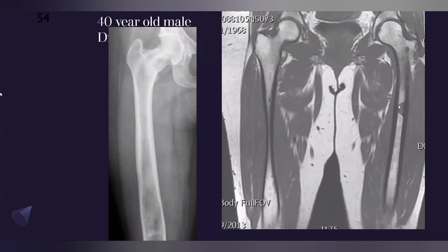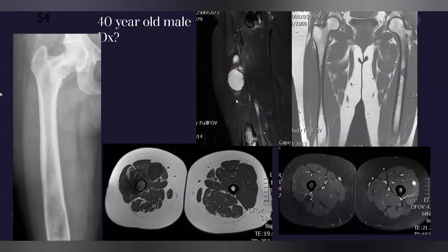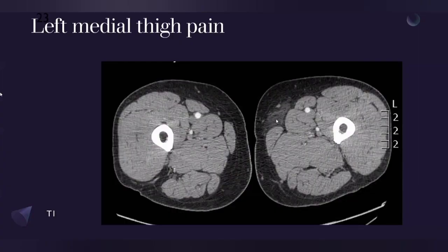You can see there are several other lesions in the left femur as well, and there are intramuscular myxomas as well. So multiple polyostotic fibrous dysplasia with intramuscular myxomas becomes Mazabraud syndrome. So this is Mazabraud syndrome. I saw an interesting one. We saw it in the CT.